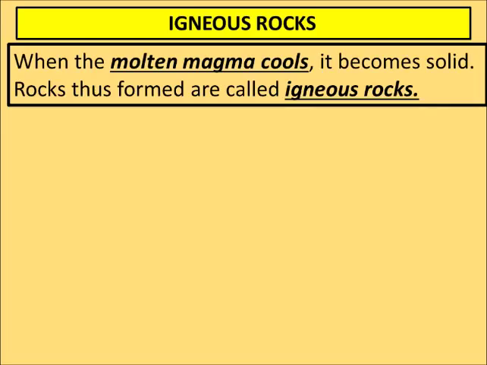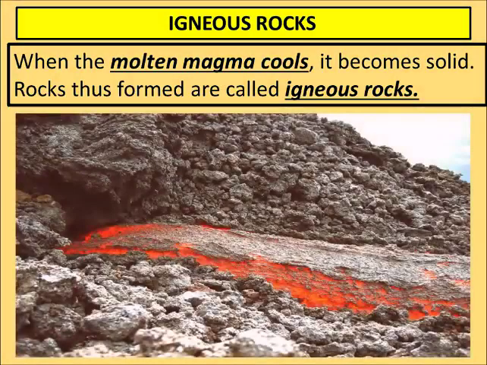So when molten magma cools, it becomes solid. Rocks thus formed are called igneous rock. As you can see, this picture clearly depicts what magma looks like. This is a volcanic mountain, and see, this burning liquid is coming out from the mountain, and as soon as it comes on the earth's surface, it becomes solid. Right now it is liquid, but with the passage of time, in one day or in a few hours, 3, 4, 5, 7 hours, it becomes solid and converts into rocks like these.